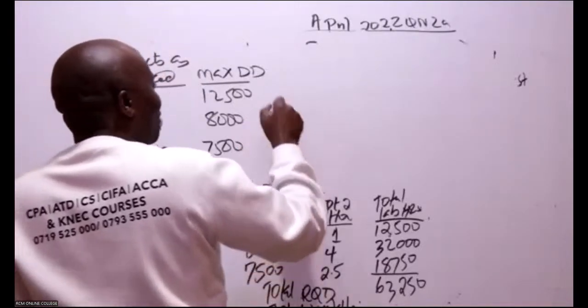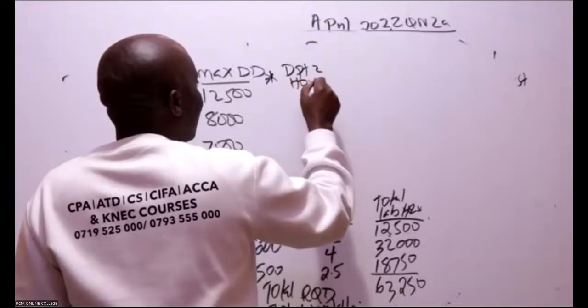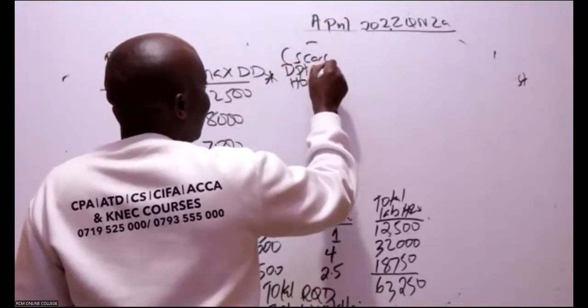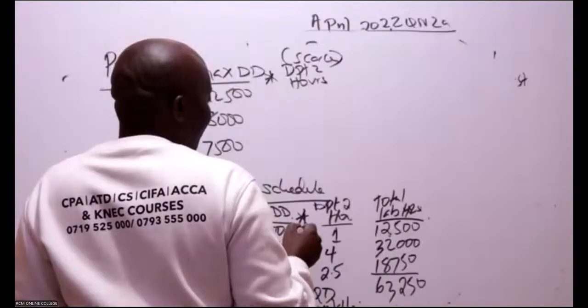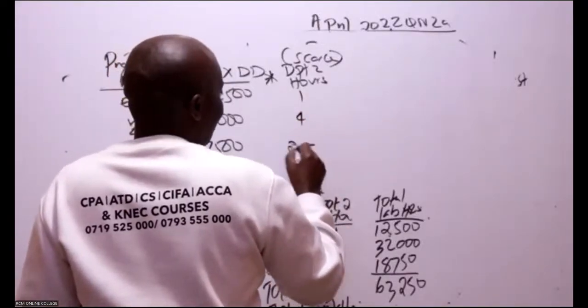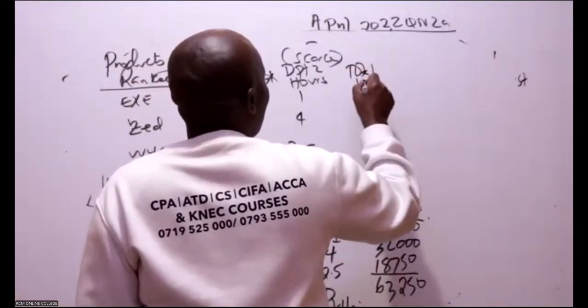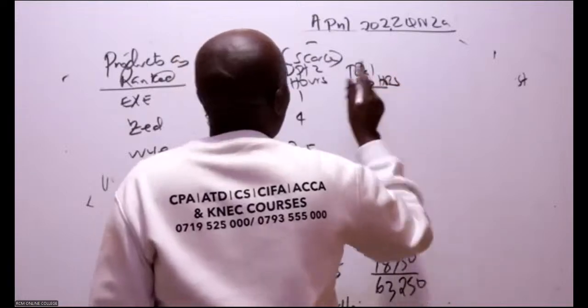I'm copying this one, times Department 2 hours. Basically, we are monitoring the scarce resource. So this was 1, 4, then we have 2.5, right? Then we have total labor hours now. Total labor hours, you're multiplying.